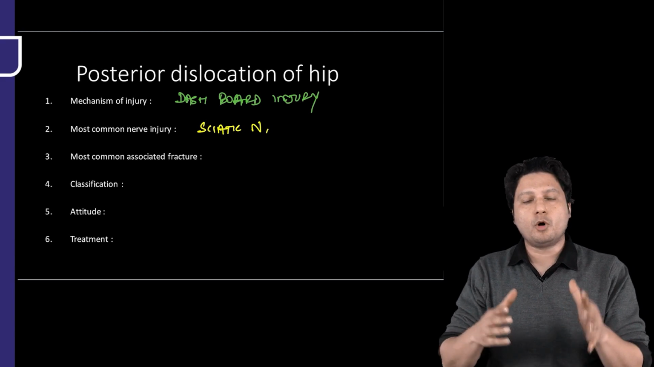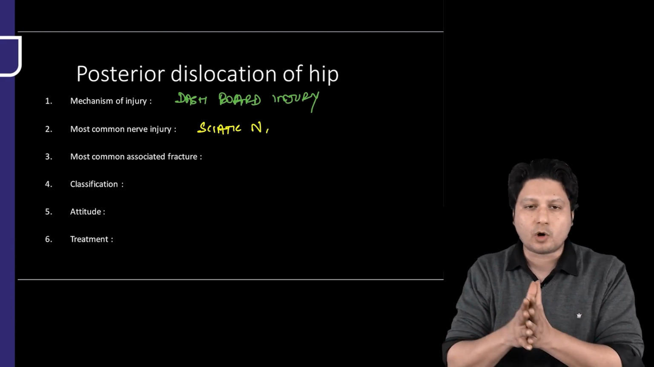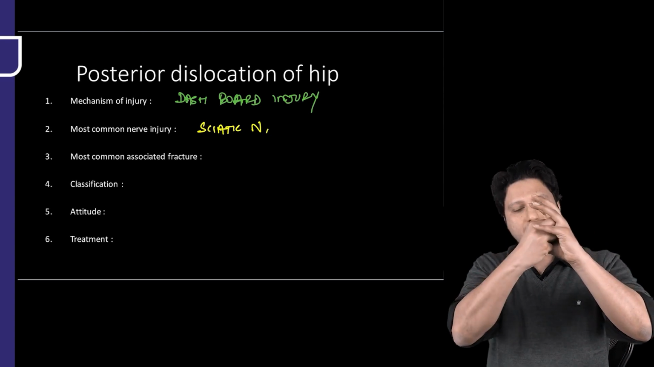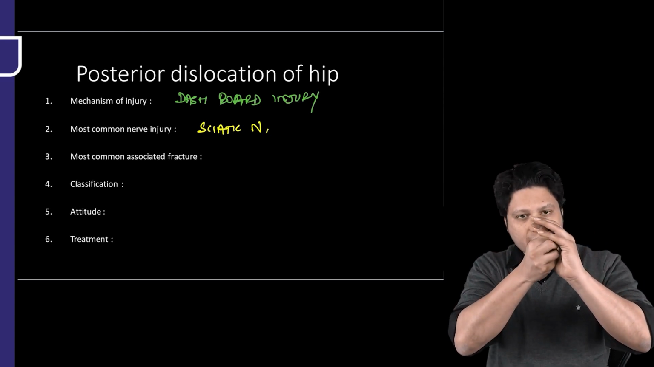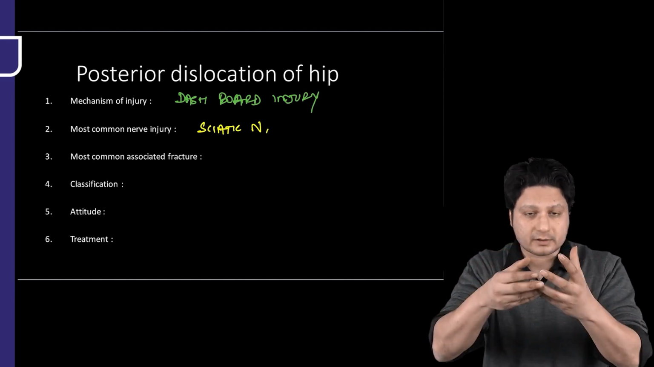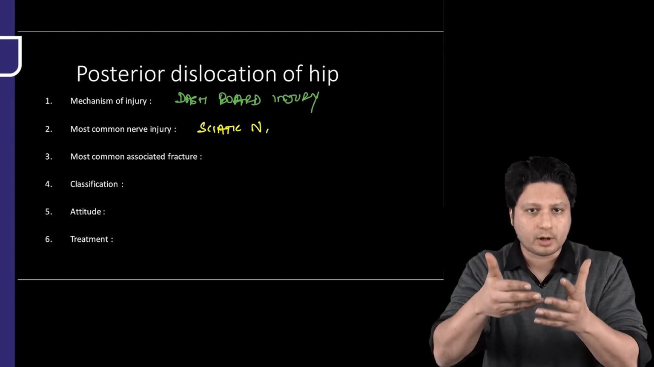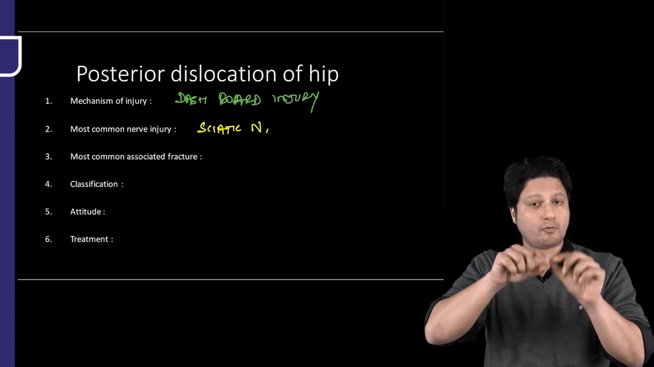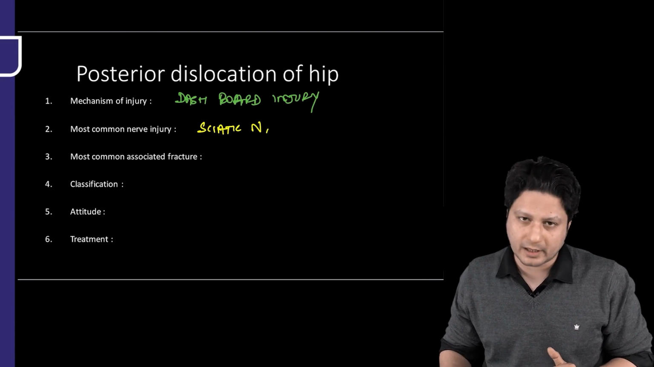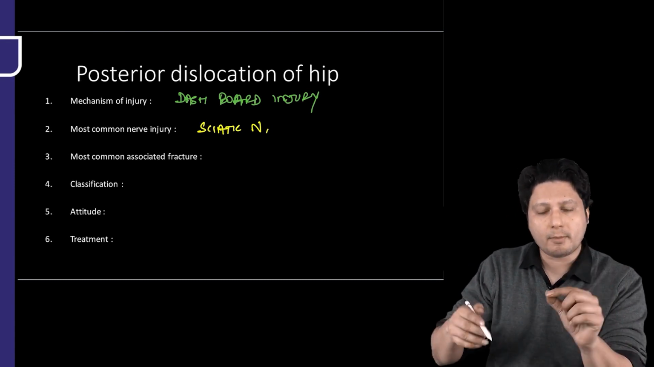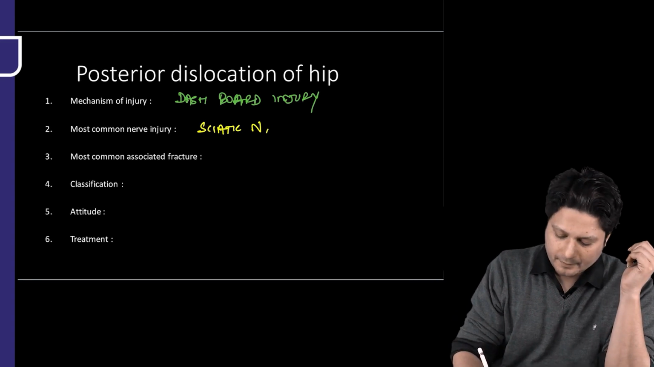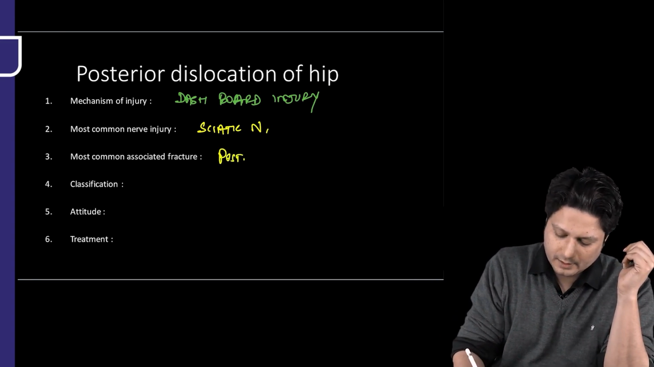Third point is most common associated fracture. It is also not very difficult to understand that if this is the acetabulum and this is the head of the femur, if the patient is subjected to a posterior dislocation, then with this posterior dislocation, there could be a thrust onto the posterior wall of the acetabulum. And this posterior acetabular wall fracture might be associated with this dislocation of the hip joint. So the most common fracture associated with the posterior dislocation is the posterior acetabular wall fracture.